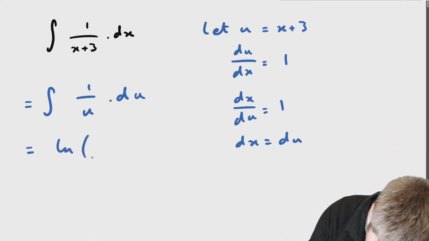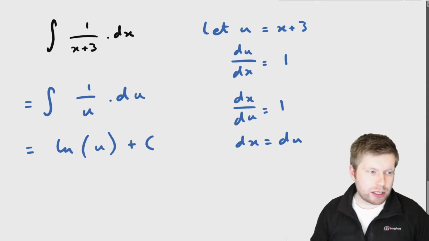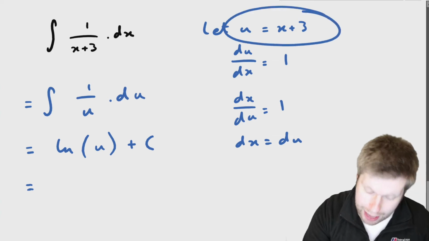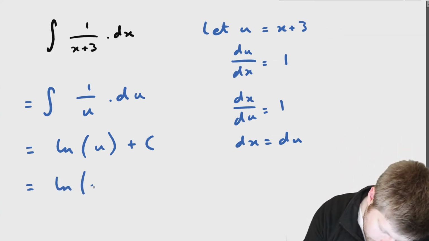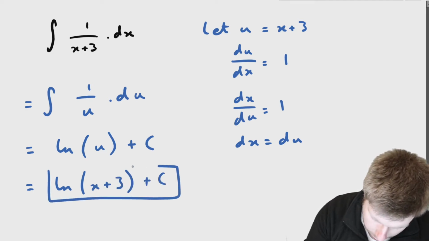So in this case, I have the natural logarithm of u, and then I must remember to add on my c because I've integrated it now. So if I replace my u with what I originally let u equal, which was x plus 3, then this is just simply the natural log of x plus 3 plus c. Okay, so that would be my final answer in that case.